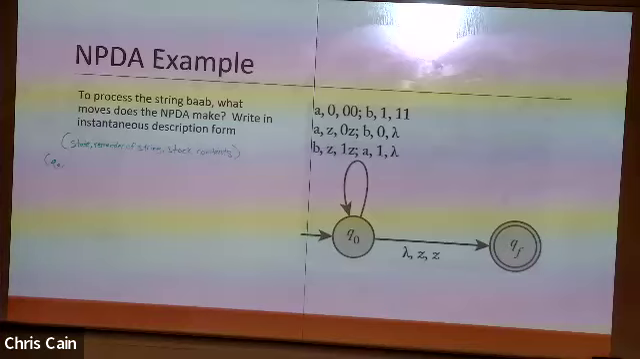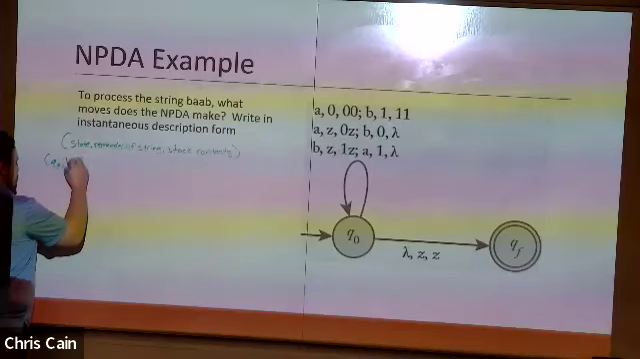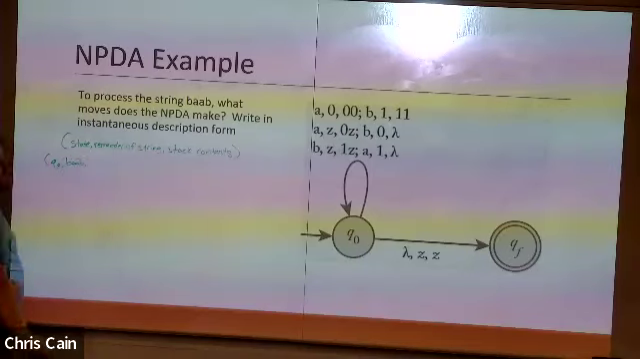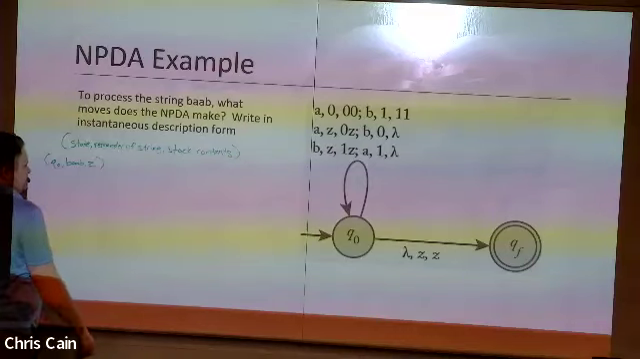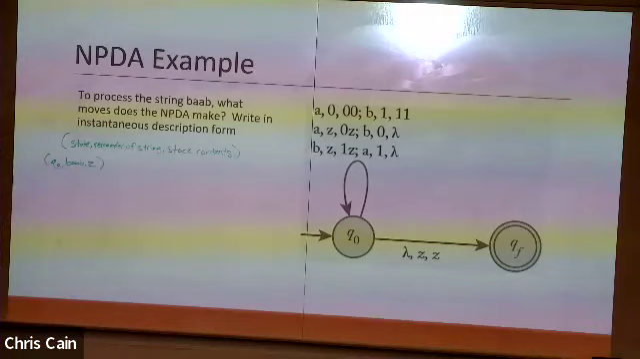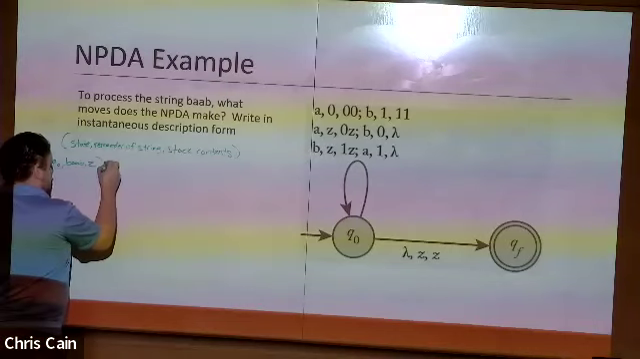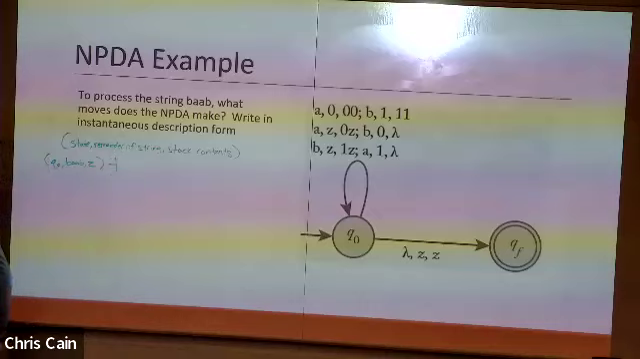What is the remainder of the string? What haven't we parsed yet? All of it. What is the stack contents? Z, the bottom of stack symbol. That's it. So now we can use the turnstile to basically say, okay, moving on to the next one.